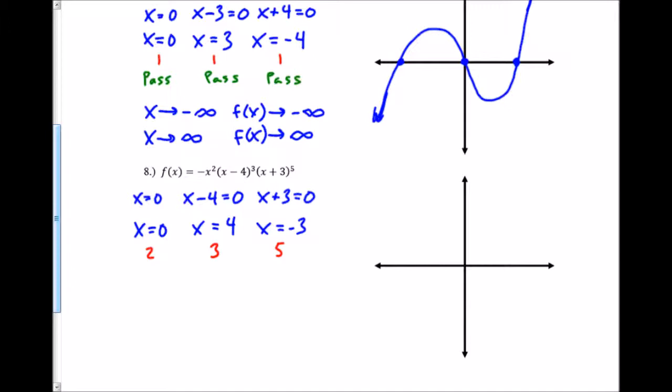And what that tells me is that this first one that I found is actually just going to touch the x-axis because the multiplicity is even. This one is going to pass through the x-axis. And this one is also going to pass through the x-axis because my multiplicities are odd numbers.